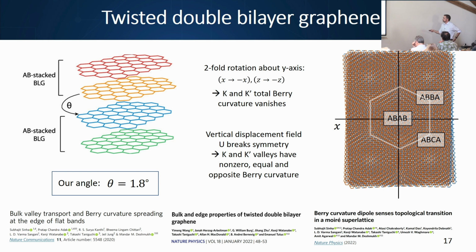So there's an important symmetry for this system. There's twofold rotation about the y-axis of the pristine crystal. And that implies that the total Berry curvature in the K and K prime valleys has to vanish. But when you apply a vertical displacement field, you break that symmetry. And then the K and K prime valleys can have a non-zero Berry curvature. Now again, it's non-magnetic, so it's equal and opposite Berry curvature on the K and K prime valleys. And here's just a small sampling of references that have done experiments with this twisted double bilayer.